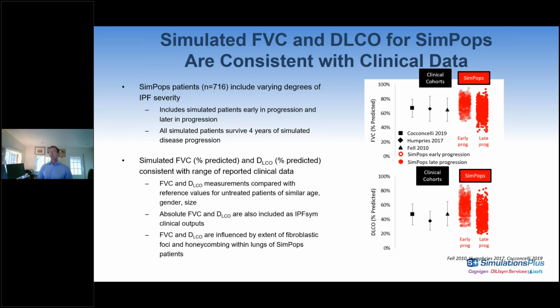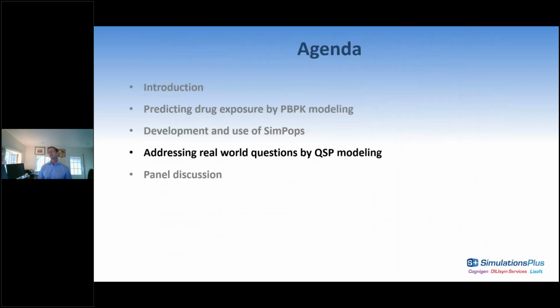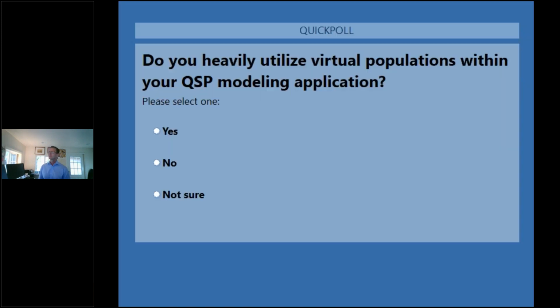So that more or less summarizes our approach, the utility of our SimPops and sim cohorts, with the example coming from the IPF Sim version 1A. Now we'll have a poll question, then we'll turn it over to Kyunghee to show how we've used some of these SimPops to make some real world predictions within the context of pharma. Go ahead, Arlene. Thanks, Scott.